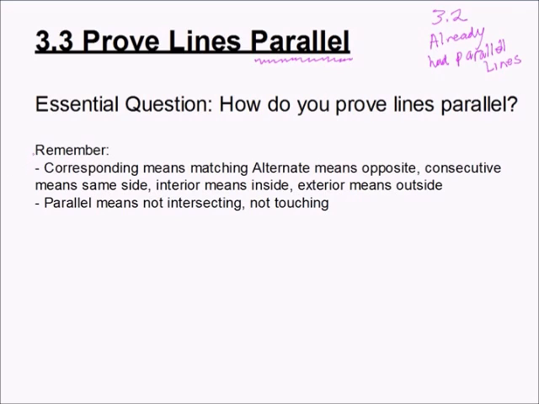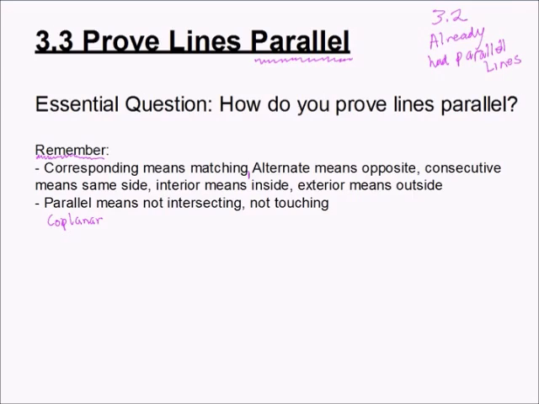And just like in 3.2, the remember section is going to be the same. So make sure you write this down. Corresponding means matching position. Alternate means opposite. Consecutive means same side. Interior means inside, and exterior means outside. And parallel means not intersecting. They're not touching. Here's another word that you probably need: coplanar. You need two coplanar things for it to be parallel.